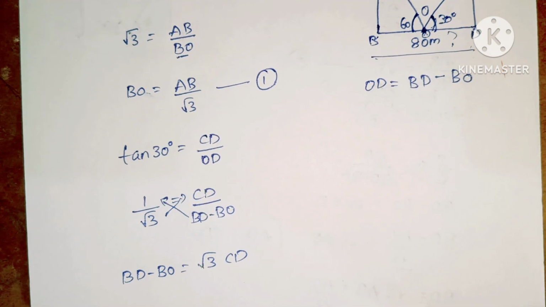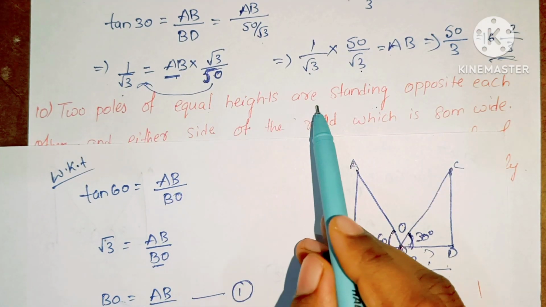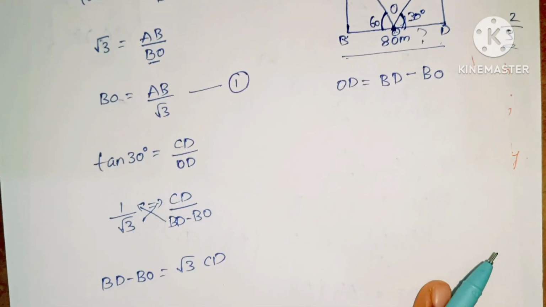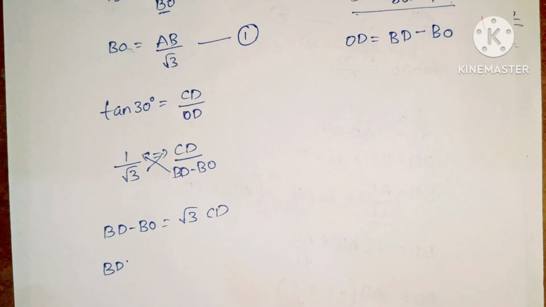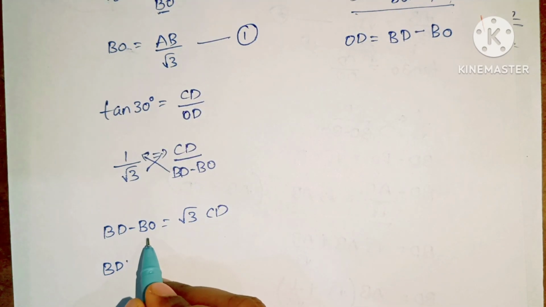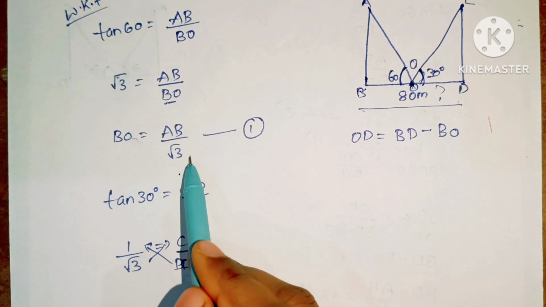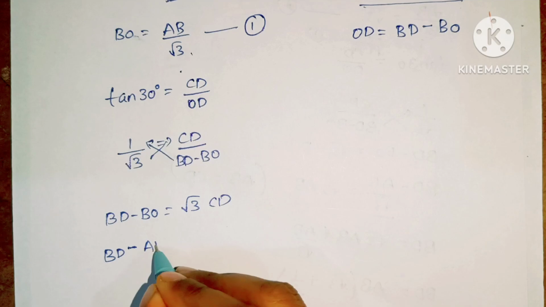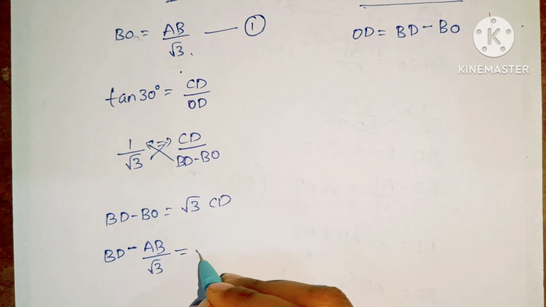Okay, so you know that at the starting of the question, what he gave? Two poles of equal heights. That means AB equal to CD. So in place of CD you can write what? AB. Okay. So BD minus BO. Now BO means what here? BO equal to AB by root 3. Substitute this here. So BD minus AB by root 3 equal to root 3 CD.